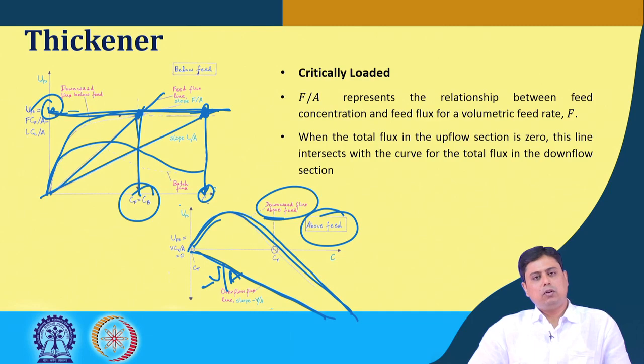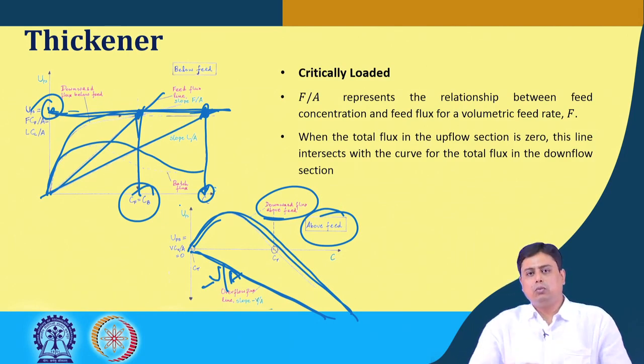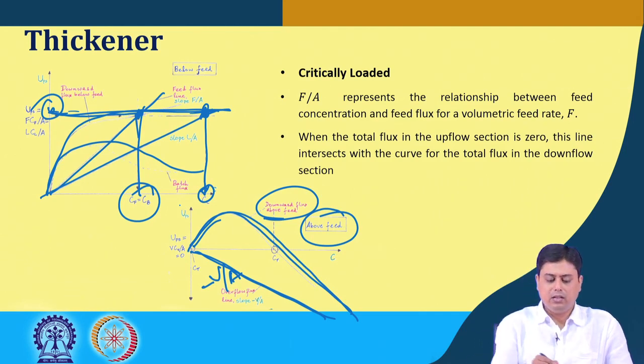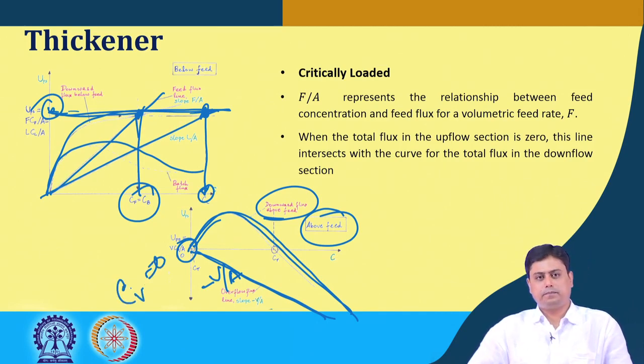And the overflow condition: since this is the critically loaded scenario, all the particle settling is in the downward motion, or in the downflow zone. There is no particle in the upflow region, and that is why Cv is basically 0. There is no other solution for Cv from this graph.